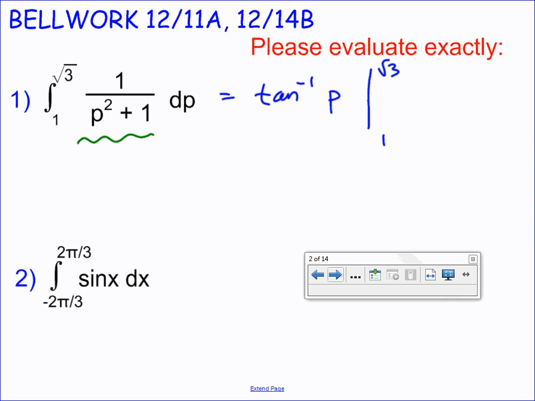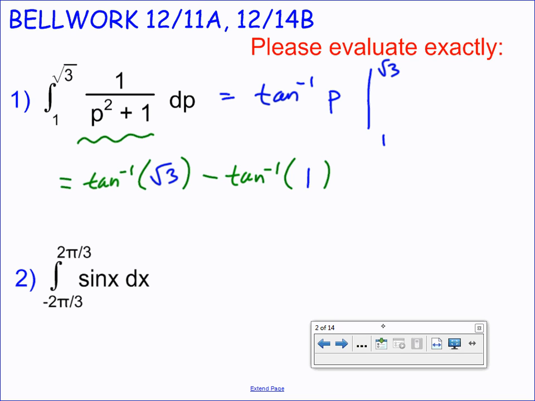And so now we'll go ahead and substitute in my upper limit into my antiderivative function. So this would become the inverse tangent of root 3 minus the inverse tangent of 1, right? And we can do this exactly now using our knowledge of the unit circle. And so the inverse tangent of root 3 is an angle question. It's asking me what angle has a value of tangent that is root 3.